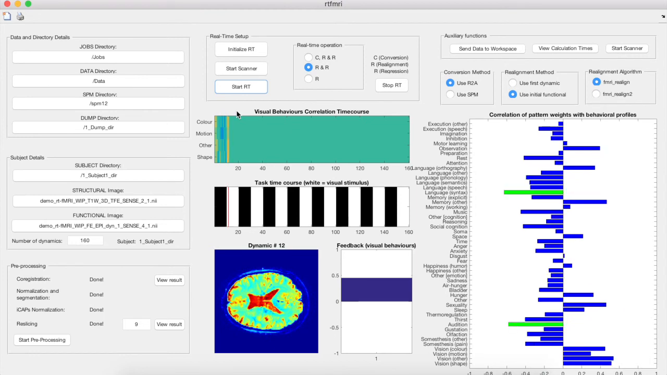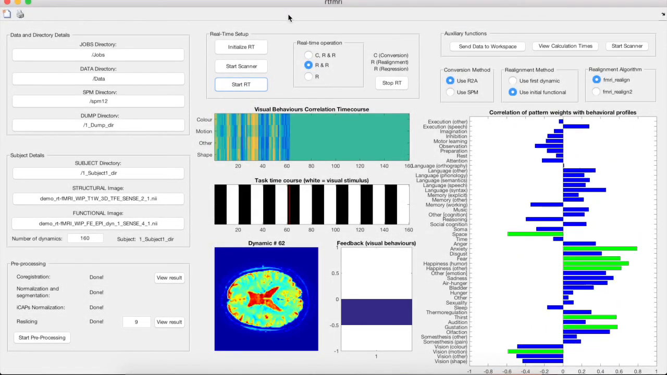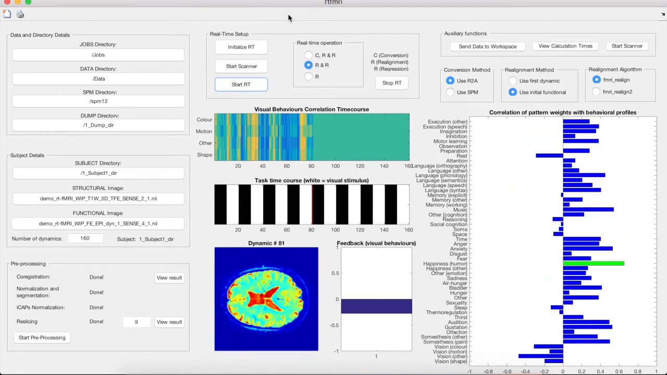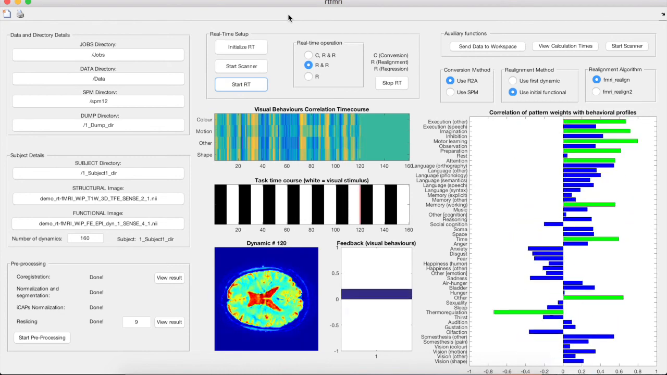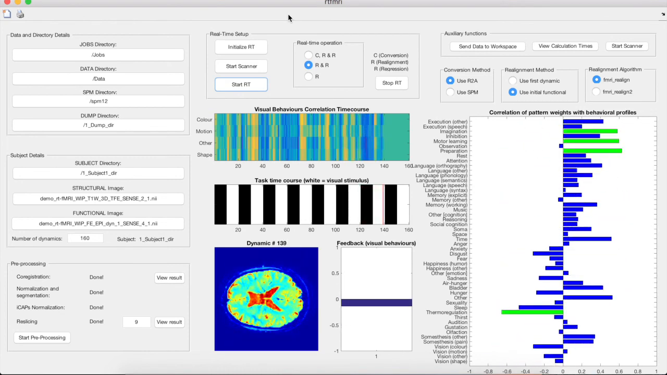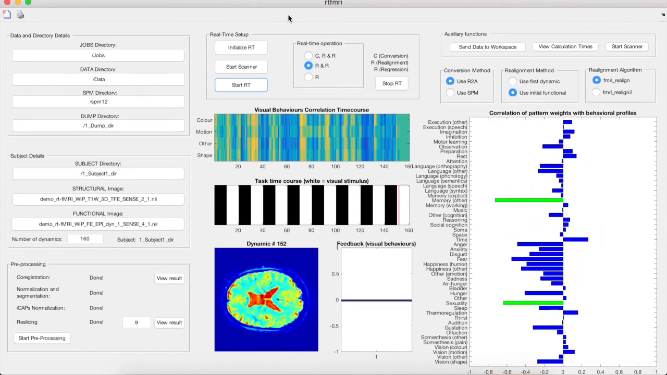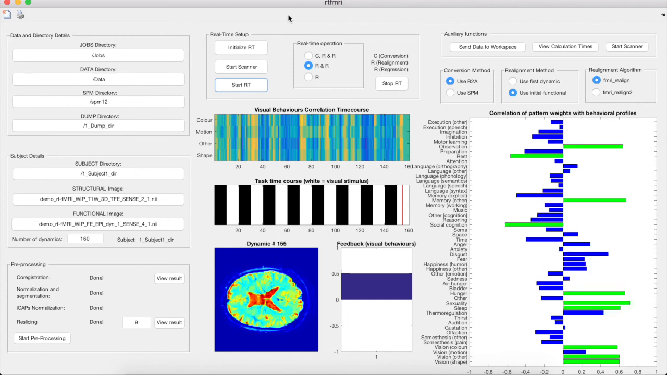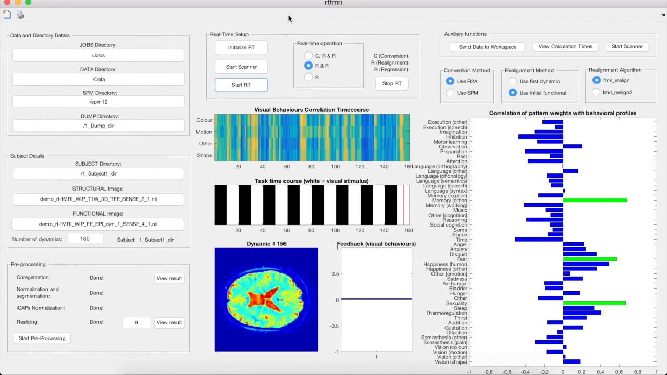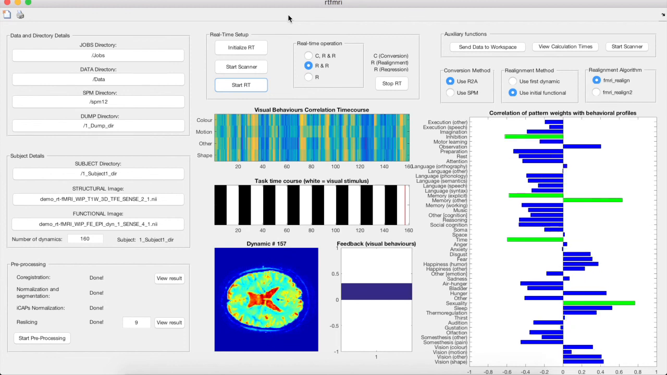These values are shown over time on the top left figure, specifically for the visual behavioral profiles that we are interested in. The color scale on this top left figure is blue for strong negative correlation and yellow for strong positive correlation. So we expect to see yellow bars right on top of the white bars of the task time course, which means that there is high visual activity in the brain during the period that the subject views these video clips. And we also expect to see blue bars right on top of the black parts of the task time course, indicating lower visual activity during the rest periods.